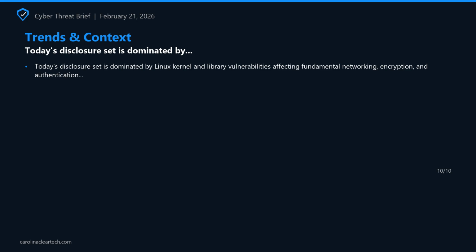Next section: trends and context. Today's disclosure set is dominated by Linux kernel and library vulnerabilities affecting fundamental networking, encryption, and authentication components. The Roundcube KEV additions highlight continued targeting of webmail platforms by nation-state actors. The PHP CVE-2024-8926 bypass demonstrates attackers developing workarounds for previously patched ransomware-linked vulnerabilities. Organizations running Linux infrastructure, particularly for file sharing, web services, and authentication, should prioritize kernel and library updates.